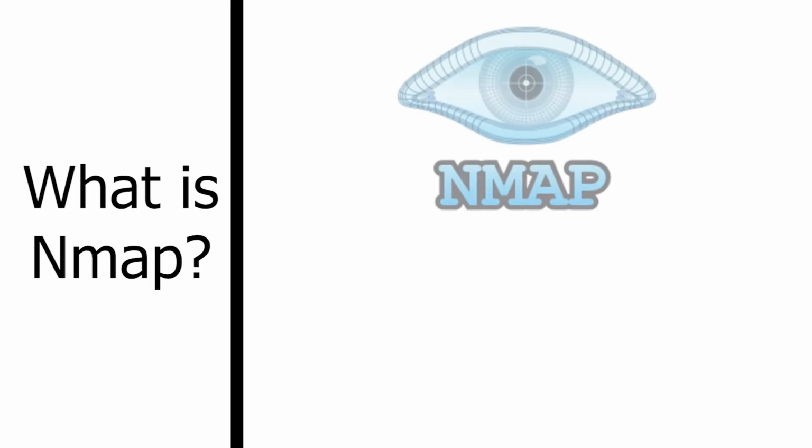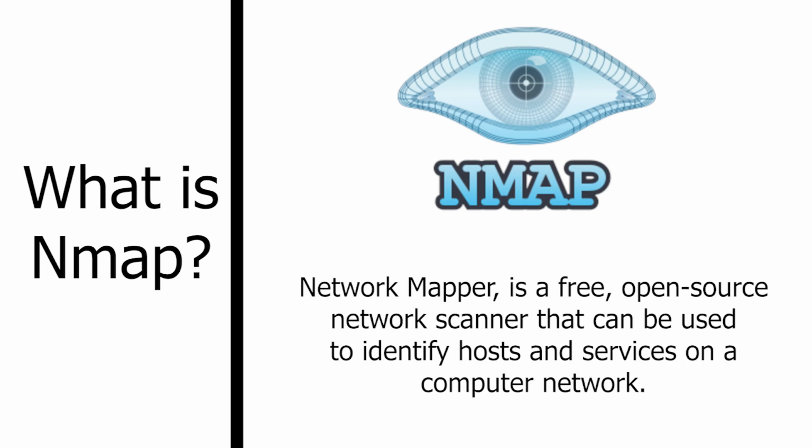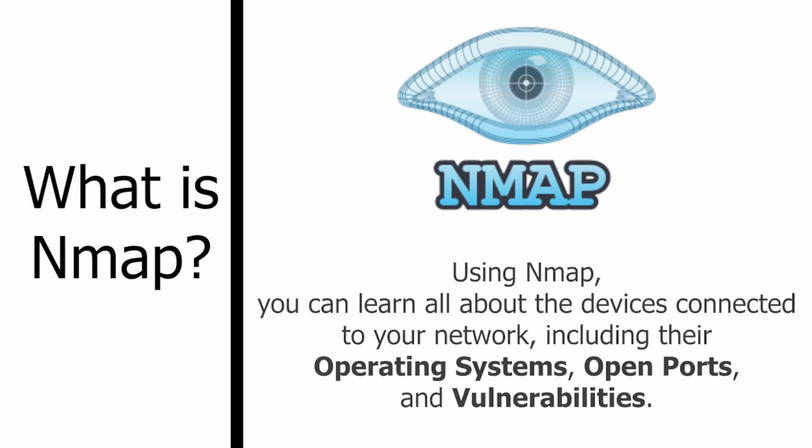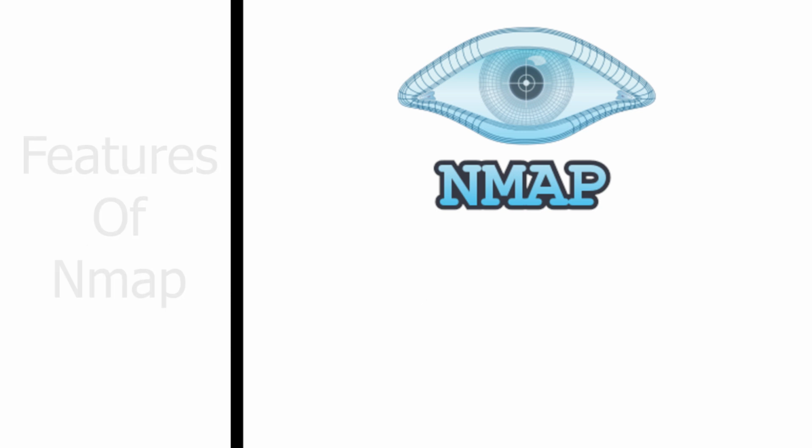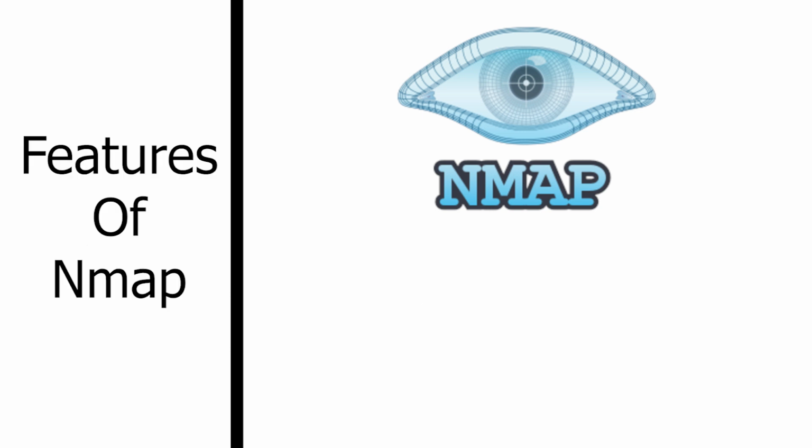So, what exactly is Nmap? Nmap, or Network Mapper, is a free, open-source network scanner that can be used to identify hosts and services on a computer network. With Nmap, you can learn all about the devices connected to your network, including their operating systems, open ports, and vulnerabilities. Nmap is packed with features that make it a go-to tool for network analysis.